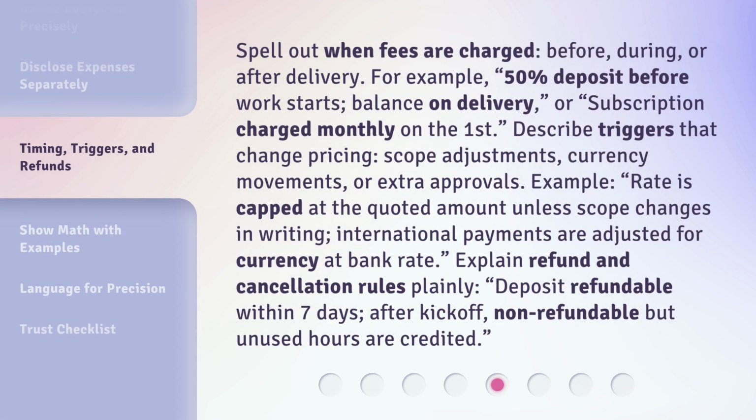Spell out when fees are charged, before, during, or after delivery. For example, 50% deposit before work starts, balance on delivery, or subscription charged monthly on the 1st. Describe triggers that change pricing, scope adjustments, currency movements, or extra approvals. Example: rate is capped at the quoted amount unless scope changes in writing. International payments are adjusted for currency at bank rate.